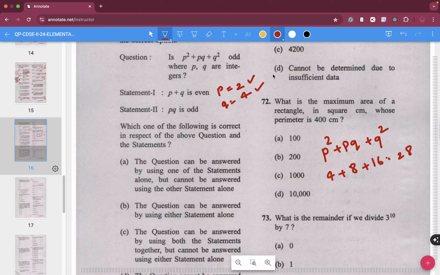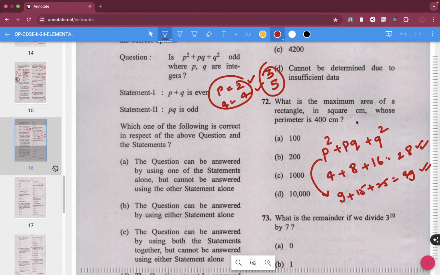Now p plus q is even, so can I say p is equal to 3 and q is equal to 5? P plus q is even, so in that case p square plus pq plus q square becomes how much? P square is 9, pq is 15, q square is 25. That is 49. In the first case you are getting an even, but in this particular case you are getting an odd.